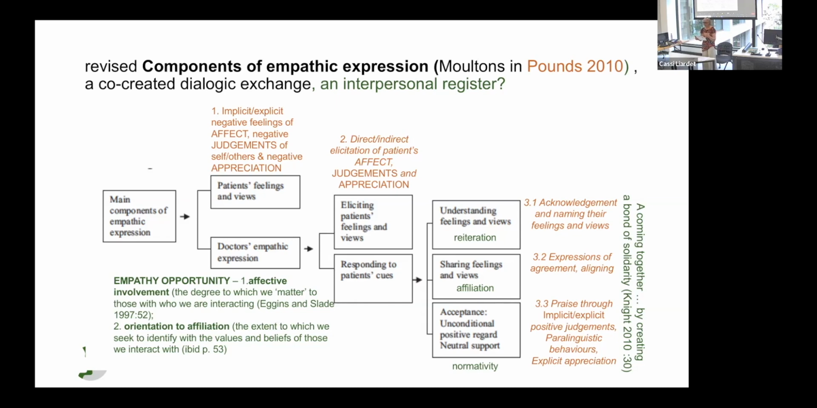So there's these three stages of reiteration, affiliation, and normativity. And so it's the moment where, in the doctor-patient dyad, there's a bridging to the person through an act of affiliation and solidarity, which connects the doctor or the clinician to the patient.